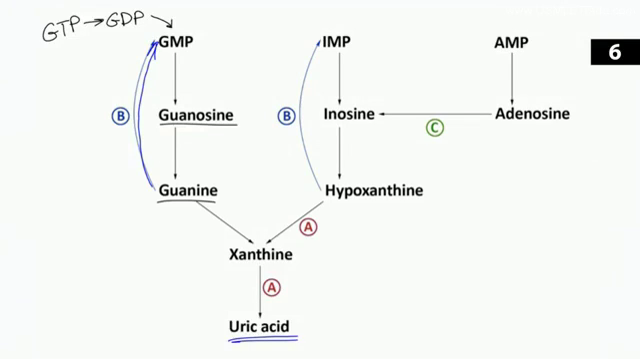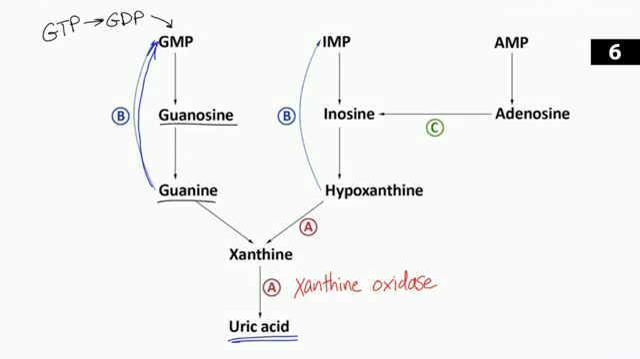And the enzyme that does this is xanthine oxidase, which is enzyme A. Now, where have we come across xanthine oxidase before? Back in rheumatology. We treat gout patients with the drugs allopurinol and febuxostat to inhibit xanthine oxidase, to block the production of uric acid in gout patients.